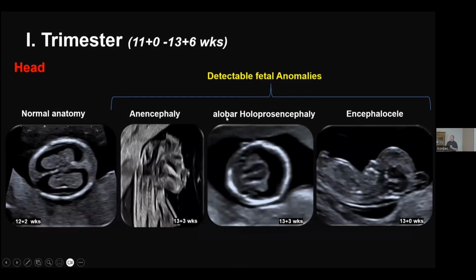We see an alobar holoprosencephaly with loss of the cortex and a big thalamus. And we see also an encephalocele. These three have a very bad outcome. So we have to decide how we should counsel this patient, and this baby has no chance of life after birth.